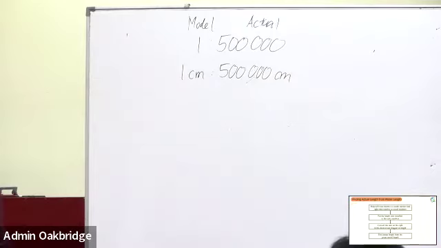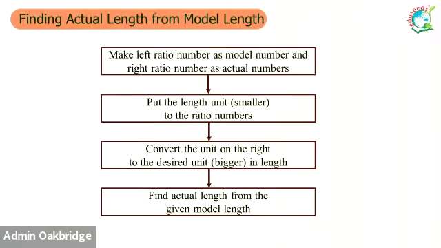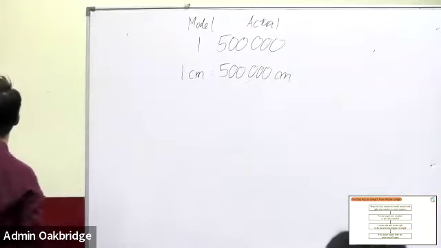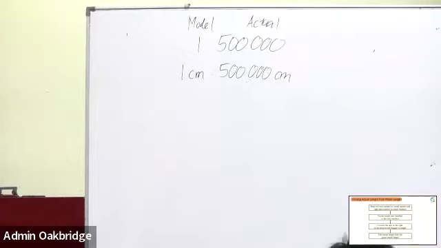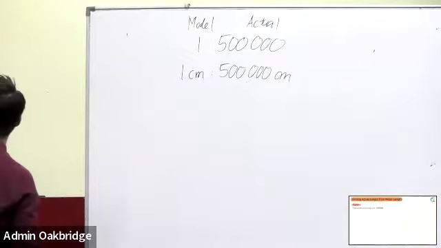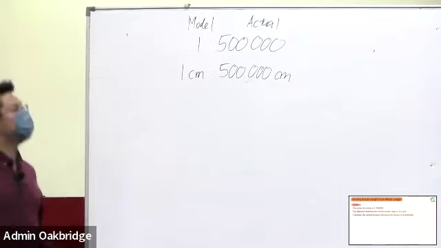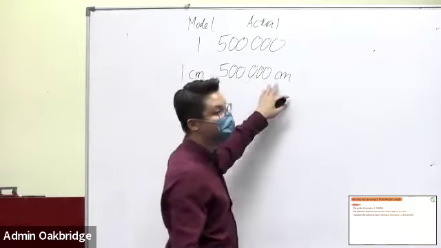Let's look at the next step. What is it? Convert the unit on the right to the desired unit. On the right, the actual one, we're going to convert this to the desired one, the bigger one. That means we want to change it to kilometers. Kilometer is the distance that we want to find out. So we want to change cm to km.